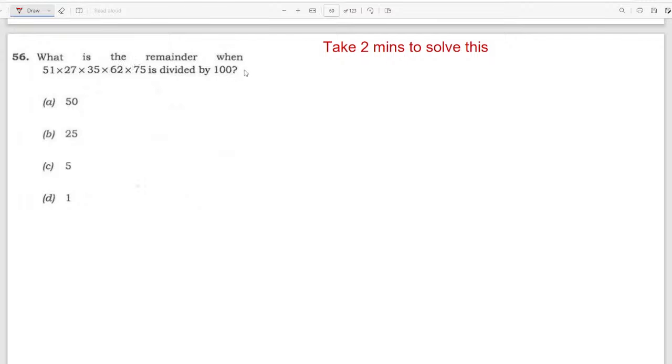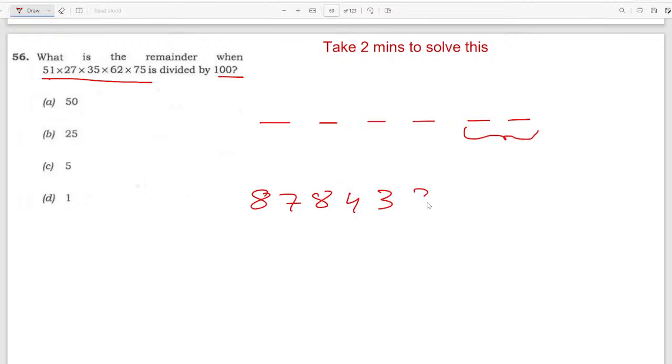This question is asking what is the remainder when this whole number, 51 into 27 into 35 into 62 into 75, is divided by 100. You would get some number here, and they're asking for the last 2 digits of it. Because when you divide some number, for example 878432819, by 100, the remainder would be the last 2 digits. So they're asking what is the last 2 digits of this number.